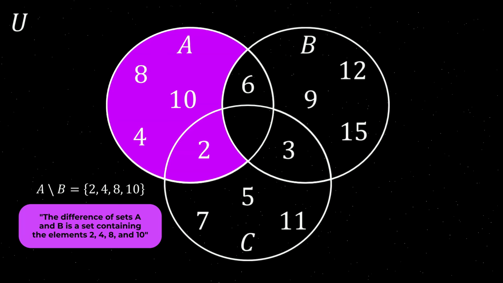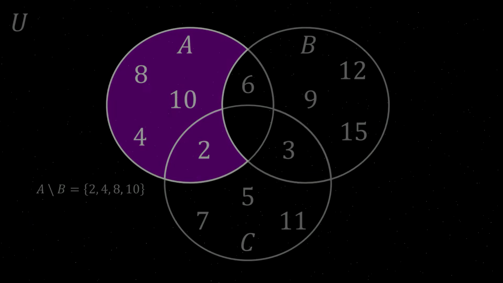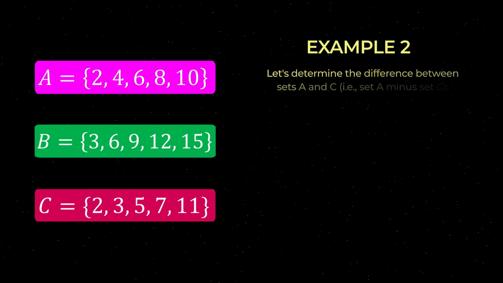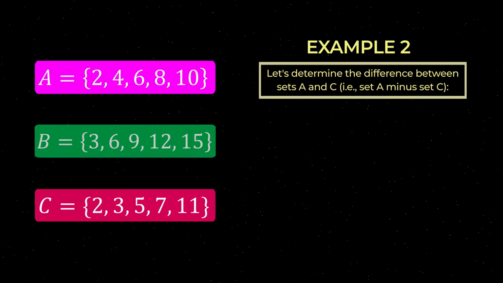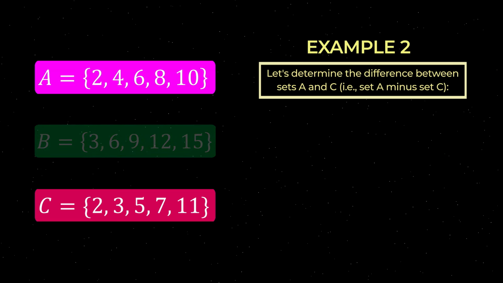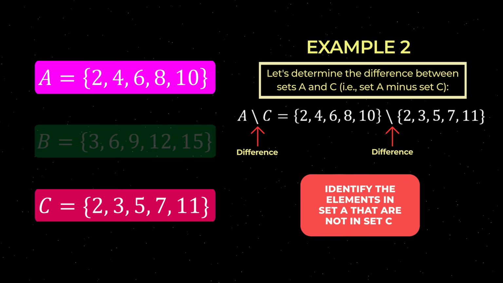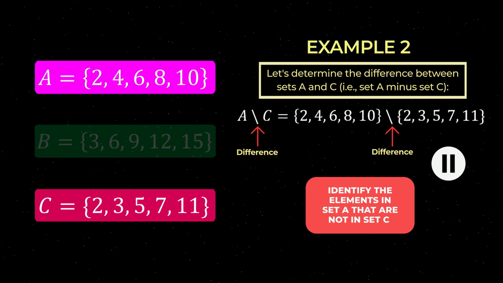Good. Let's return to our sample sets to go through a second example. This time, let's determine the difference between sets A and C, that is, set A minus set C, indicated as follows. As an exercise, pause this video and try to solve this yourself, and when you have done so, press play and I will go through the solution. Okay, let's go through the solution.